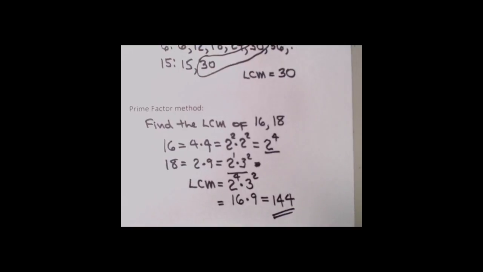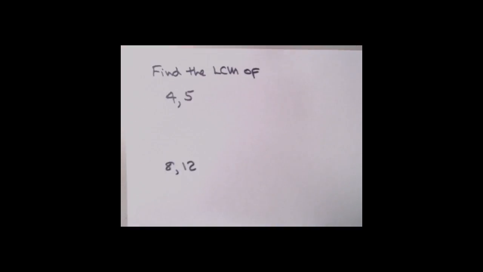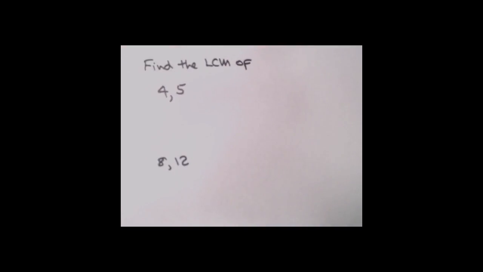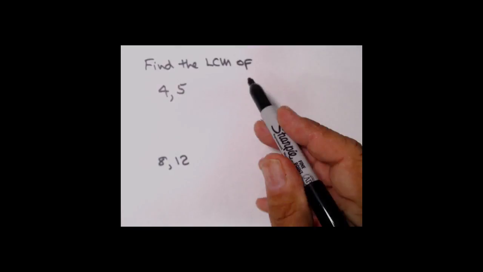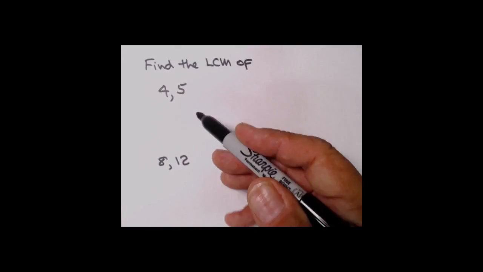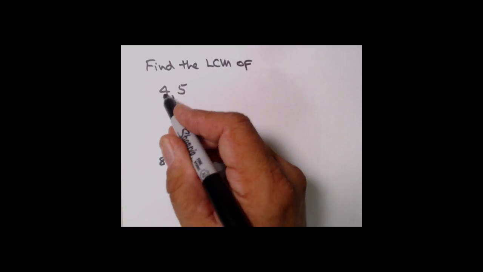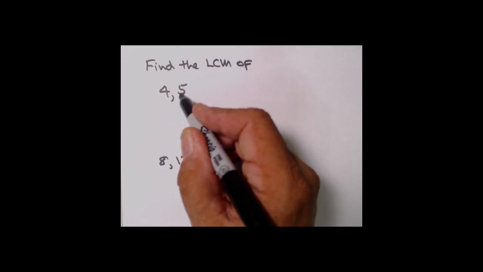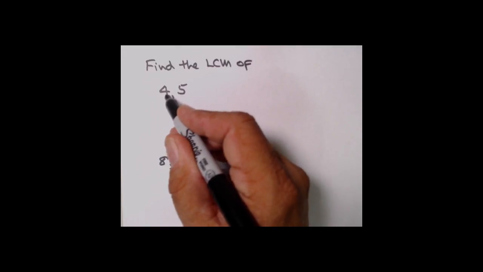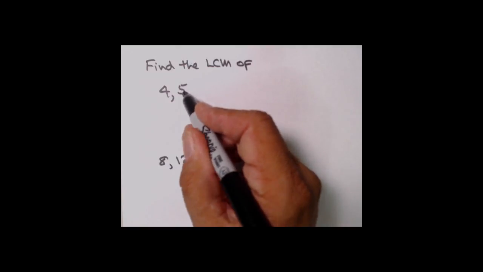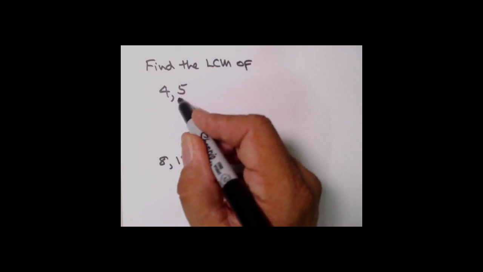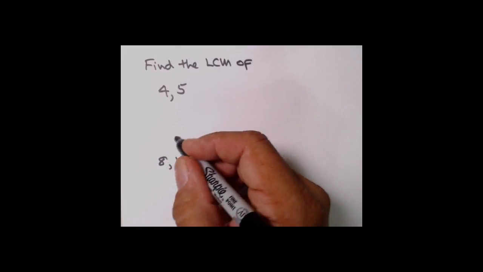Well, let's get a little more practice at working on these guys. First, the multiples method with things that are fairly simple. So here we are again. Find the LCM of 4 and 5. Now notice this. 4 and 5 do not have any common factors. 5 is just made out of 5. 4 is 2 squared. So when you have a situation like that, the best you can do is just multiply the two numbers together. But let's prove that.